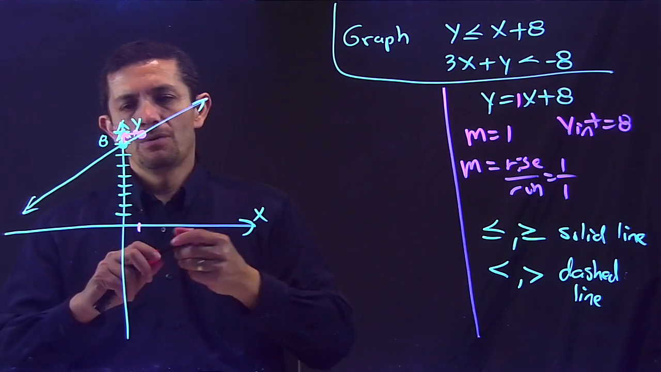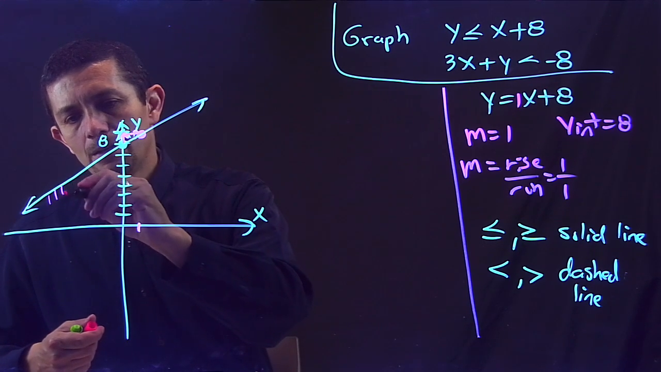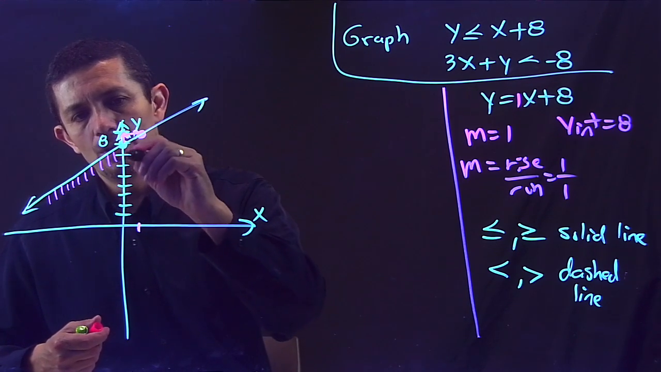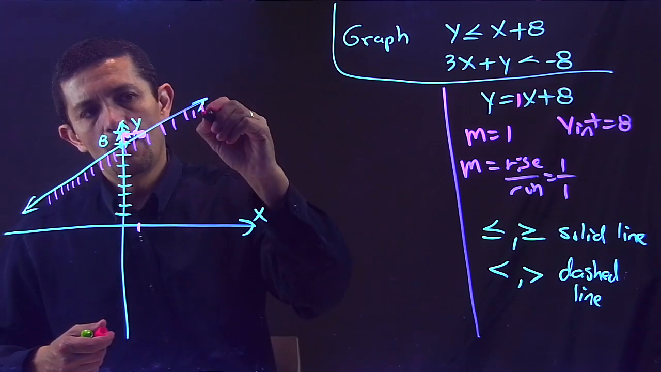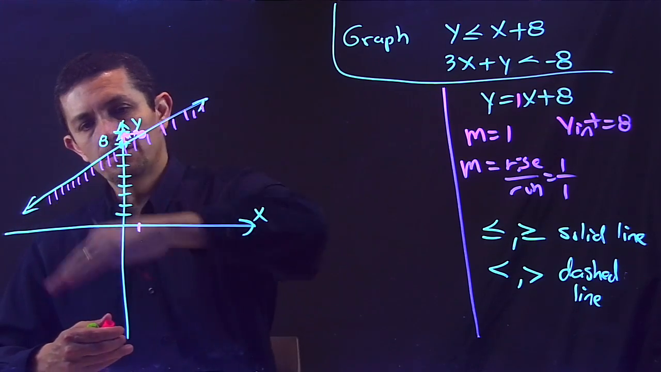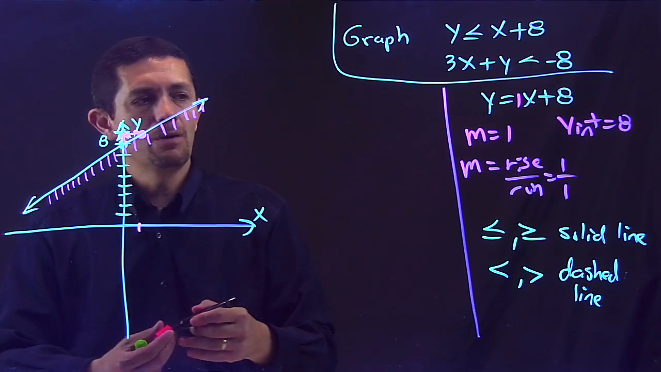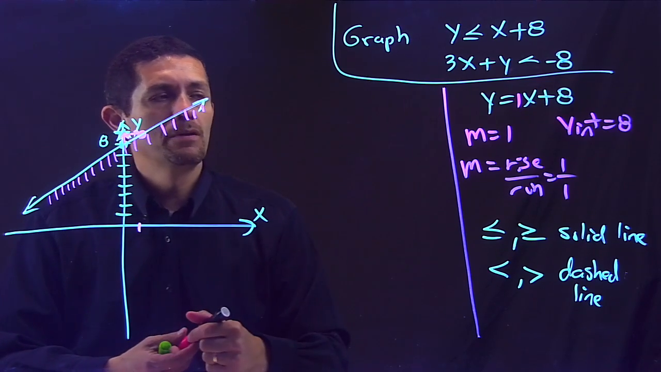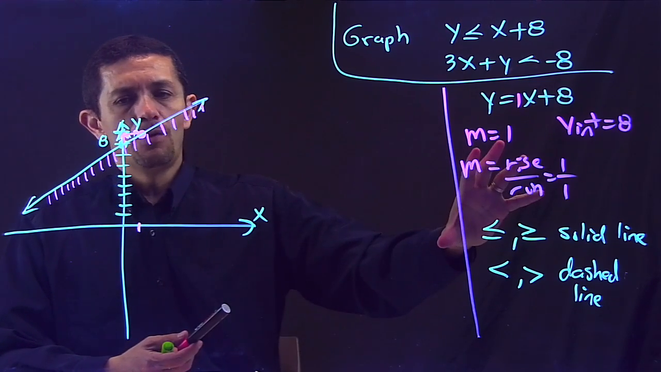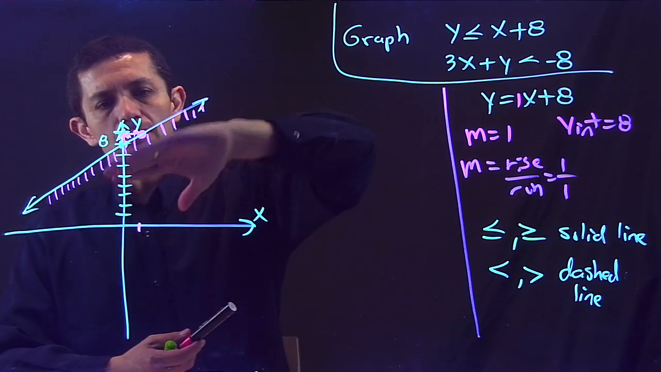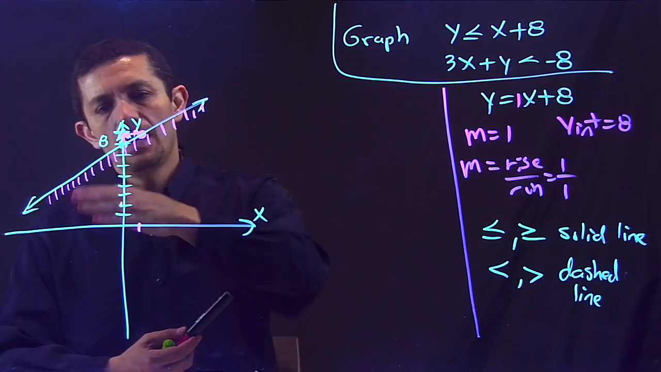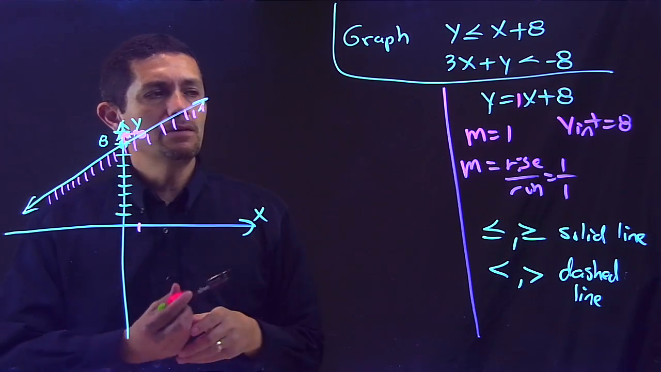So I'm going to go really tiny, and I know that my shade is going to be all this underneath. I don't want to do too much because I don't want to interfere with the second graph. And we're done with the first one. Shade underneath, and you see I have a pattern. Let's do the second one.